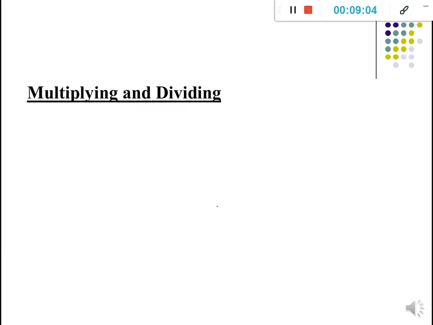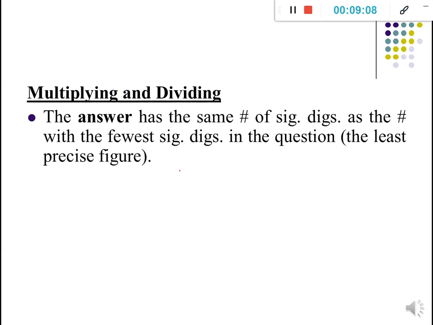Calculations with significant digits, we're going to be doing mostly multiplying and dividing, and the rule for that is you look at the numbers that you're going into your calculation with, and whatever the number in your calculation that has the fewest significant digits, that's how many significant digits will be in your answer.